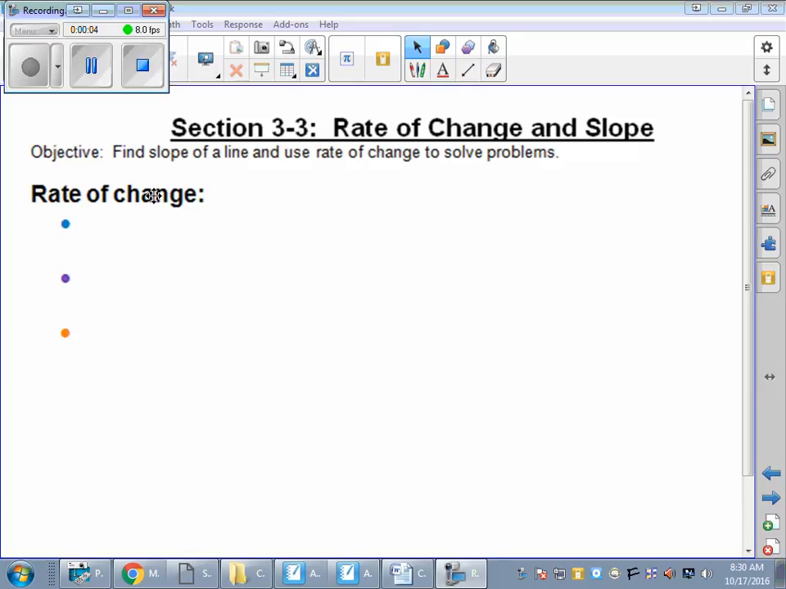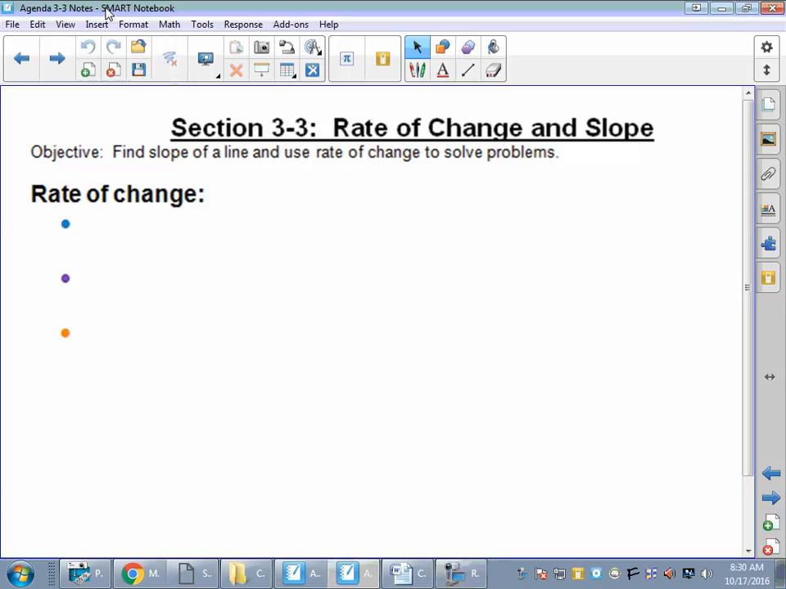Hi everybody. We are ready for section 3.3. Section 3.3 is all about rate of change and slope. Hopefully you've heard of slope before. It's a really helpful thing to know if we're graphing or looking at different things.